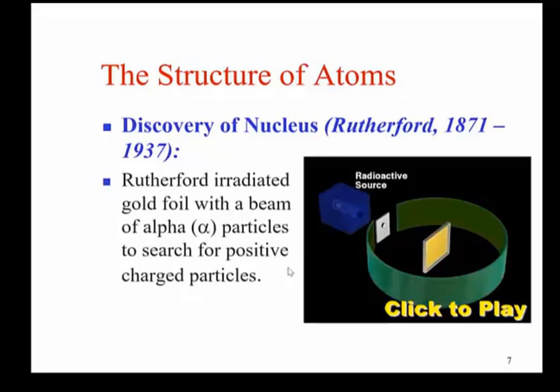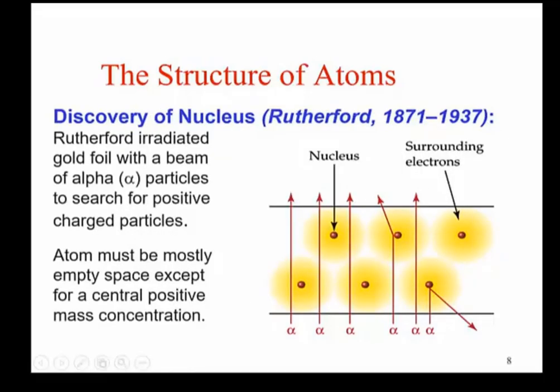Another guy runs an experiment. His name is Rutherford. He gets Nobel Prize for this. In this experiment, he had a very thin piece of gold. He is passing positively charged particles, radioactive particles called alpha particles. Some of them bounce back, some of them went through. Based on his experiment, he concludes that atoms have positive charge in a tiny space inside the atom, which is called nucleus. Inside nucleus, that's where the positive charges are.